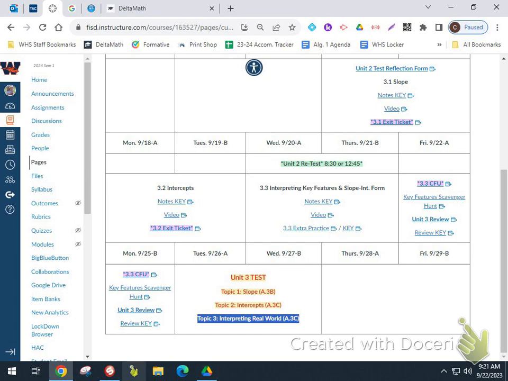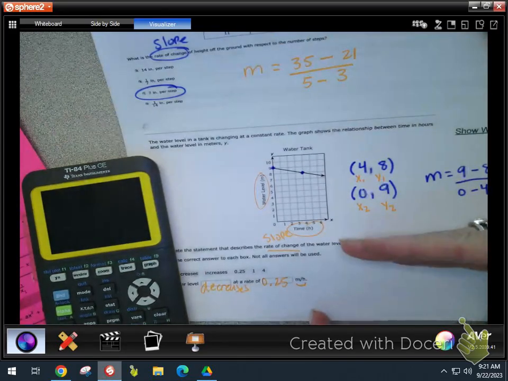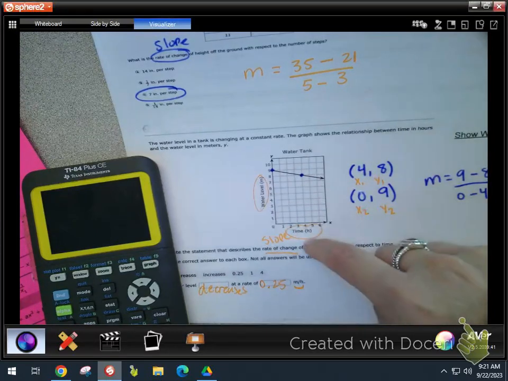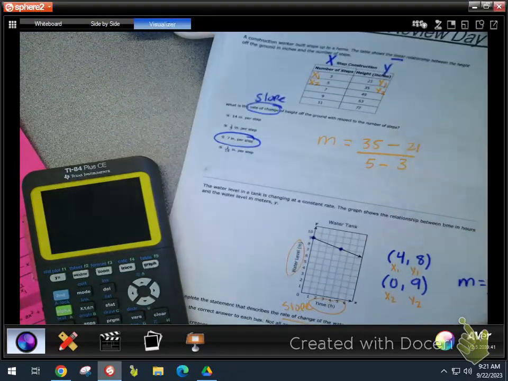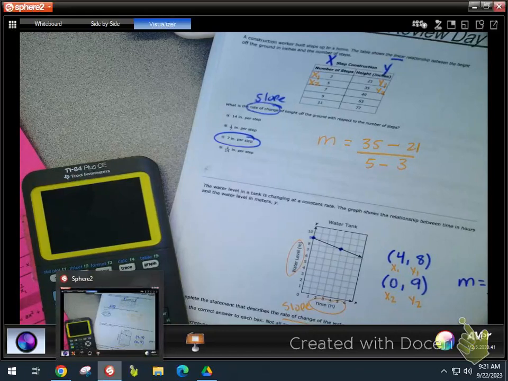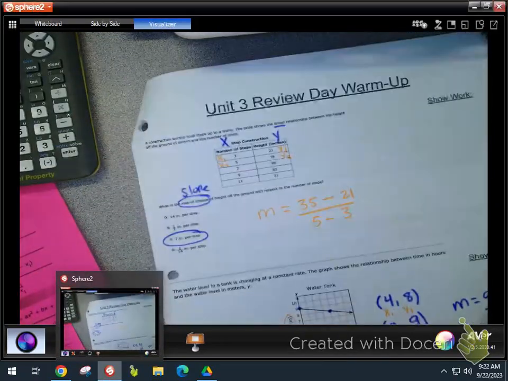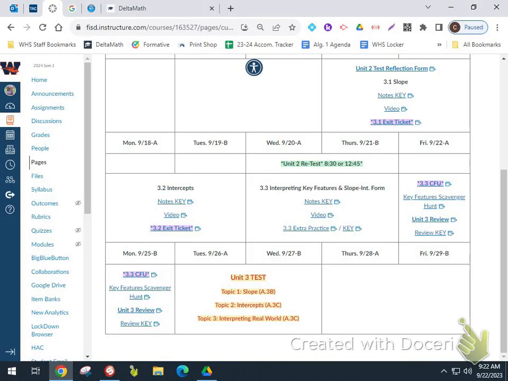Both of these word problems were kind of stories because you had to bring it back to the situation: meters per hour, inches per step. And then those Delta Math problems over 3.3 were really good too. Those graphs, and then it asked you to define what was there. So here's what we're going to do.